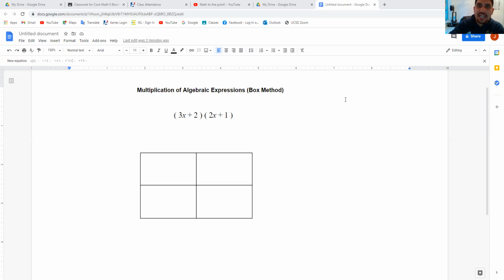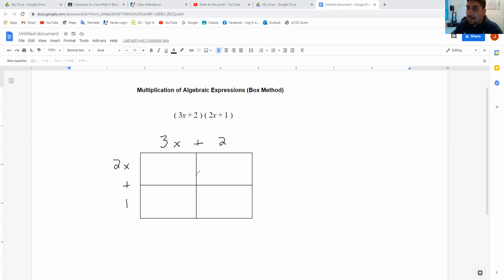And what's going to happen here is that we are going to be aligning these expressions along the base or the height of my rectangle. So you basically have to choose which expression will be at the top along the base of the rectangle, and which one will be along the height, which is the vertical side of this rectangle. So in this case, I'm going to choose 3x plus 2 to be on the top, and then 2x plus 1 to be on the left-hand side.